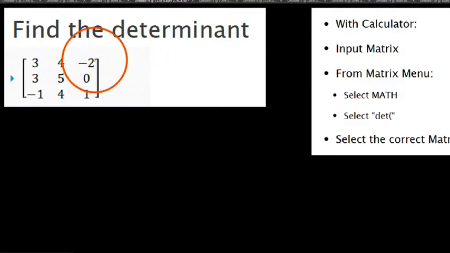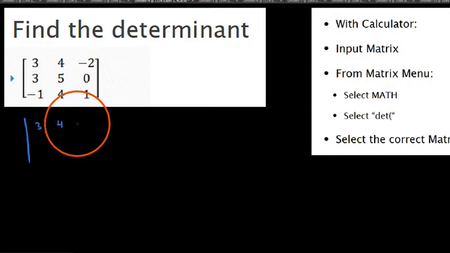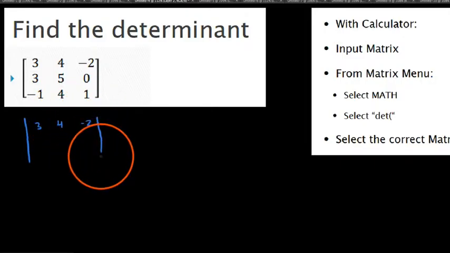What I want to do is see if we can do this by hand and also check how to find a determinant on a calculator. So checking this determinant out, it says find the determinant. The first thing I want to do is rewrite this with vertical bars on the outside. We want to say this is 3, this is 4, this is -2, vertical bar here.